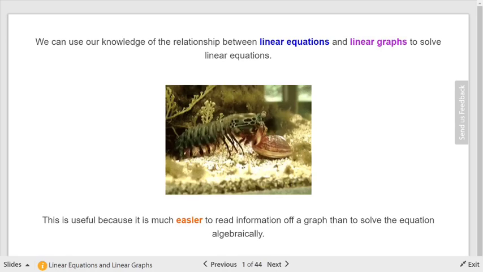Or say that Amelia worked, is that right? Yeah, thank you, 3.5 hours, and somebody else worked 2 hours, somebody else worked 1 hour. I could put that into the equation and then do the math. But it's a lot easier if I could just read it from a graph.